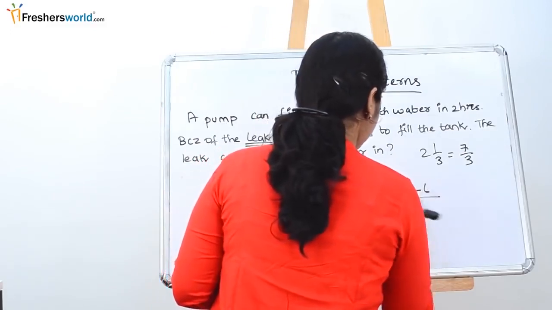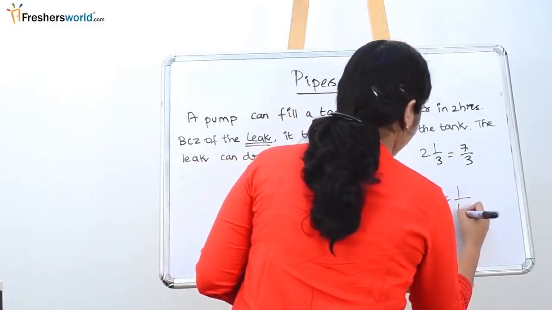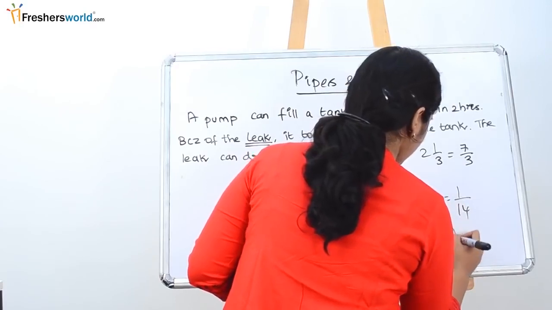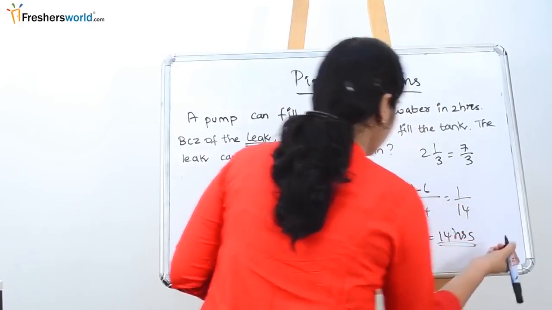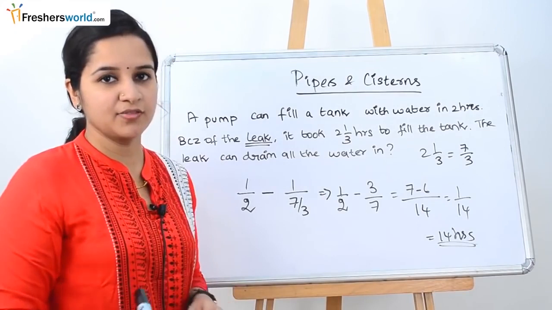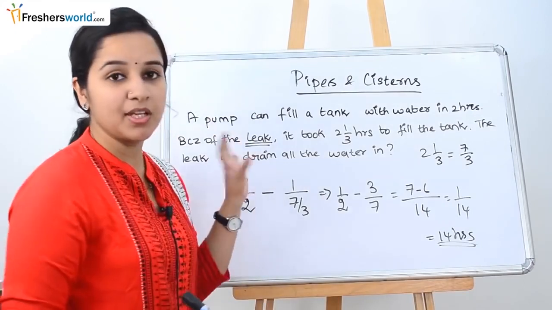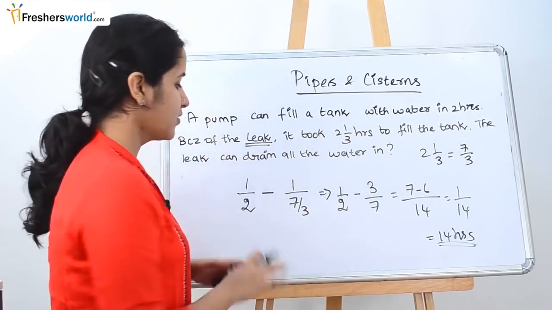7 minus 6 by 14. So 1 by 14, which is nothing but 14 hours. So it took 14 hours for the leakage to completely empty all the water in the reservoir. So how did we do this?